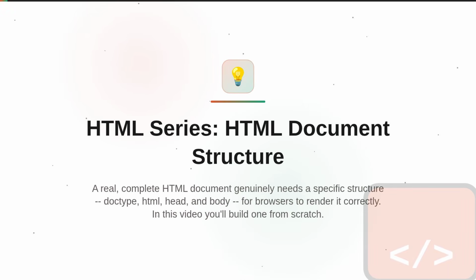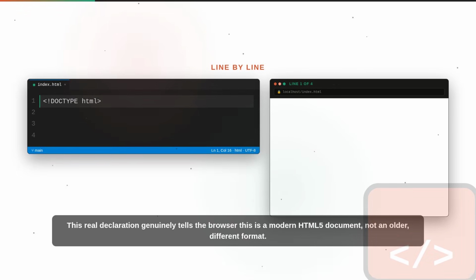A real, complete HTML document needs a specific structure, doctype, HTML, head, and body, for browsers to render it correctly. In this video, you'll build one from scratch. This declaration tells the browser this is a modern HTML5 document, not an older, different format.